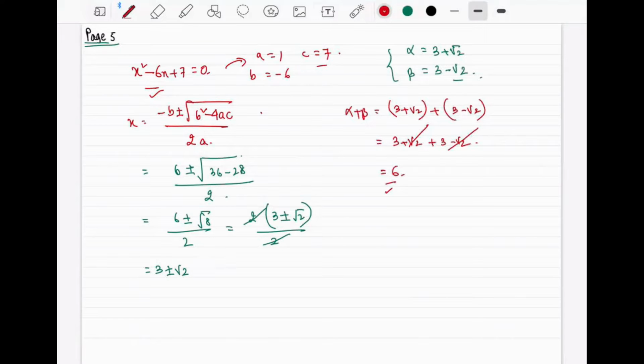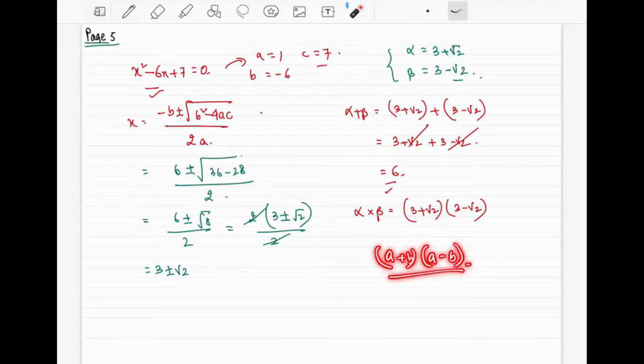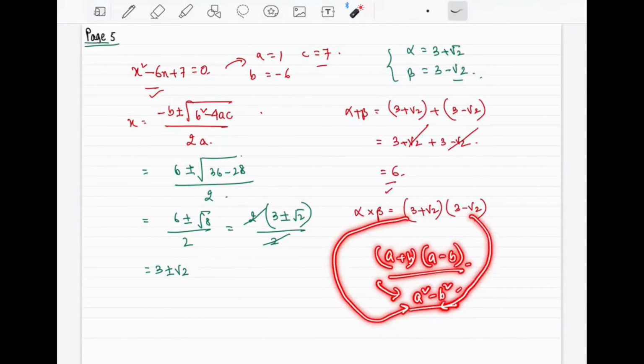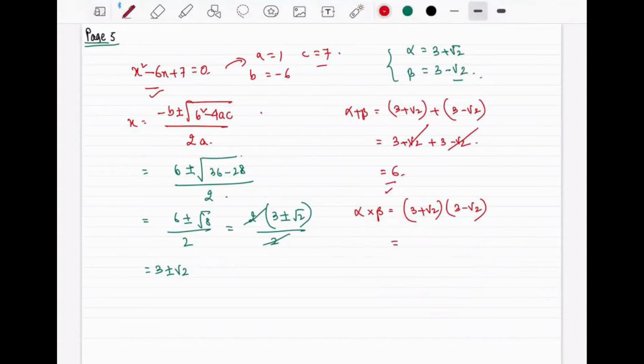Then if you want to find out the product of the roots, the product will be alpha into beta. We have got alpha is 3 plus root 2 and beta is 3 minus root 2. This fits exactly the form of a plus b whole and a minus b whole, right? So what was the value that we will obtain from this? a square minus b square. What's the a here? 3 is the a, and b is root 2. So we are going to get a square which is 3 square, minus b square which is root 2 square. 3 square is 9, root 2 square, you cancel the square and root, so we have 2 left. 9 minus 2 will be 7.